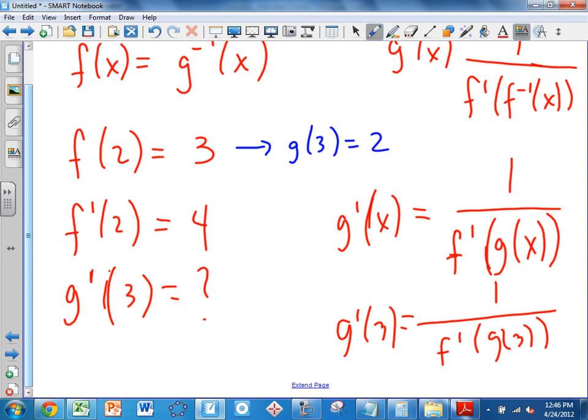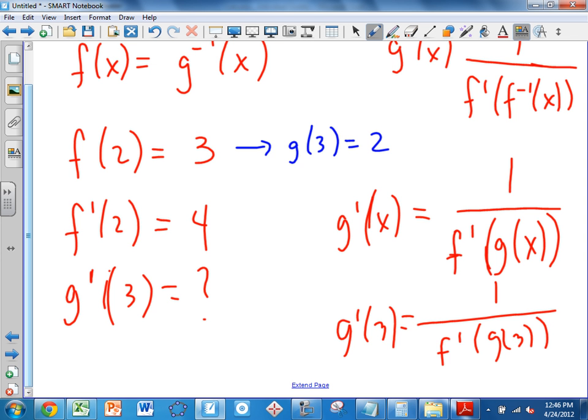So if f of 2 is 3, then g of 3 is really 2, because f and g are inverses of one another. So you're just switching the coordinates, really. So technically you are given this. By the way, this was on your homework last night, I think, right? Yeah, you would have to do this problem.